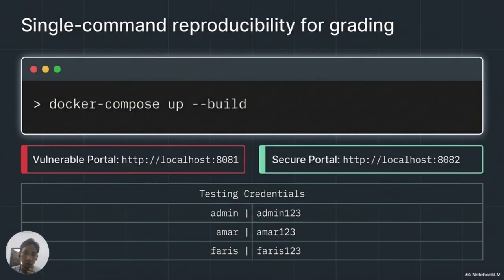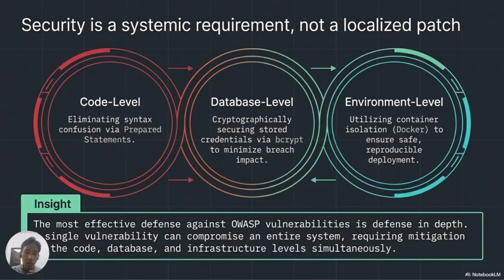For single command reproducibility for grading, we will use Docker Compose build. The vulnerable portal will be at localhost 8081. The secure portal will be at HTTP localhost 8082. These are our testing credentials: admin with the password admin123, Amar with the password Amar123, and the last one is Faris with the password Faris123.